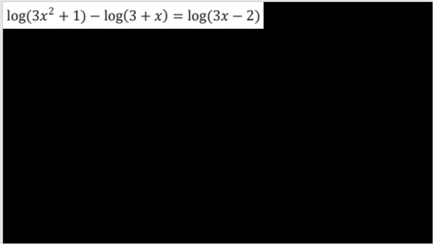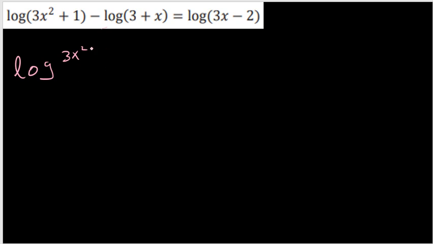Okay, the second one, it is logarithmic. As you see, there are 3 logarithms, one on the right side and two on the left side, connected by minus. Each of them has the same base 10, so I can write it as logarithm of 3x squared plus 1. Okay, let me erase this one.